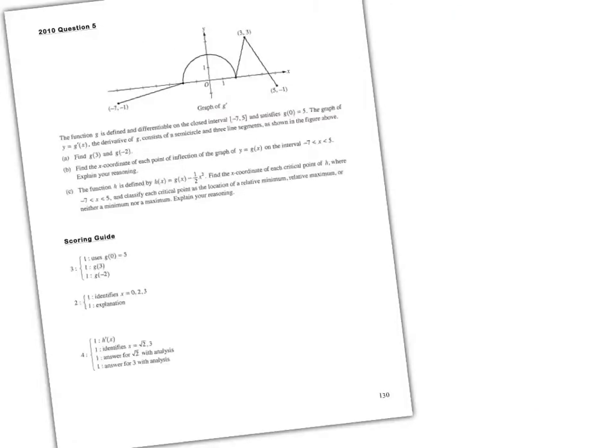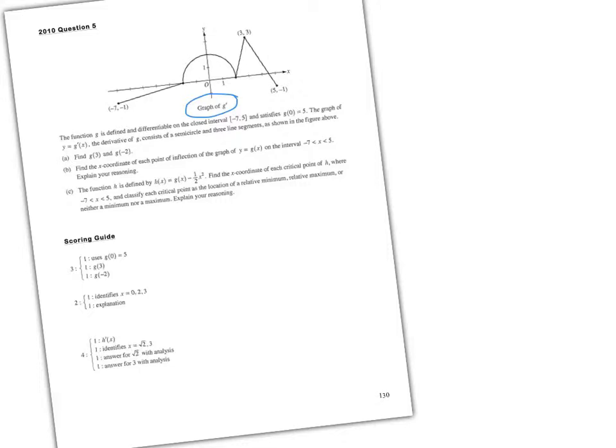Okay, so on this one it says the function g is defined and differentiable on the closed interval -7 to 5, and it satisfies g of 0 equals 5. We call that an initial value, because this is our graph of g prime, and I'm giving you the initial value for g of 0. So it's antiderivative. That helps you find the plus c a lot of times. So it says the graph of y equals g prime of x, or the derivative of g, consists of semicircles and 3 line segments as shown in the figure above. Find g of 3 and g of -2.